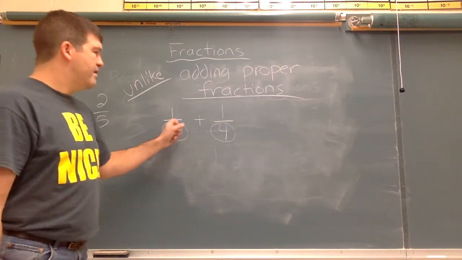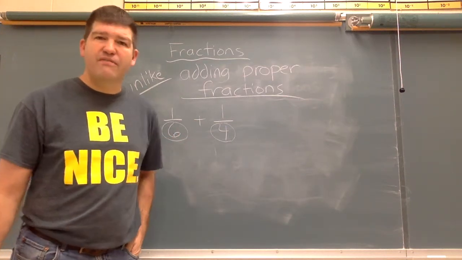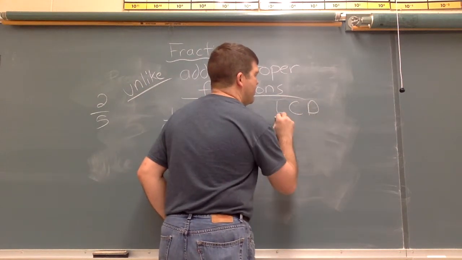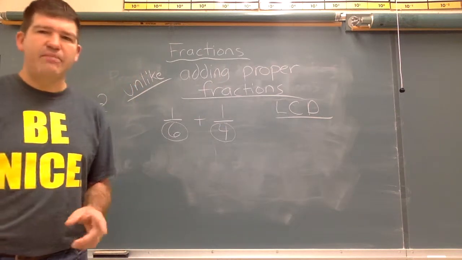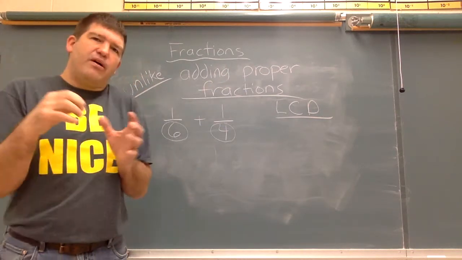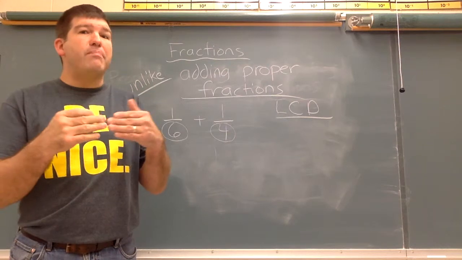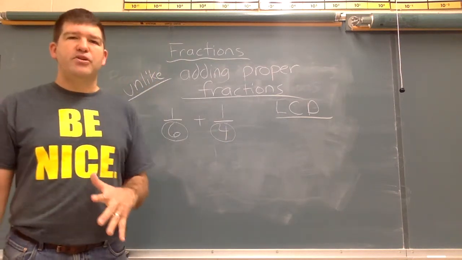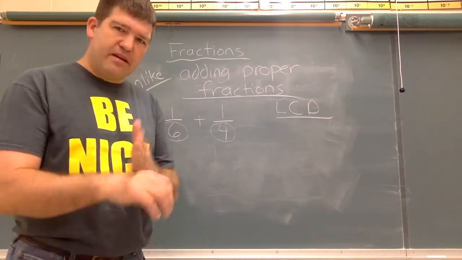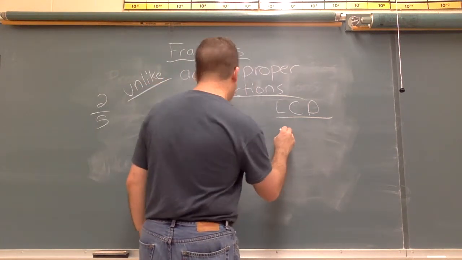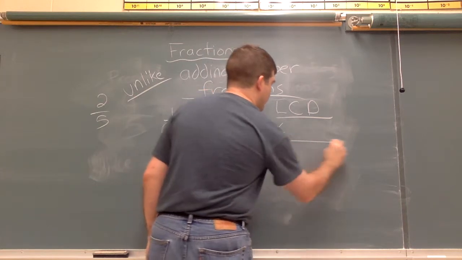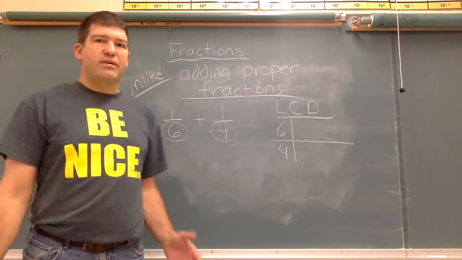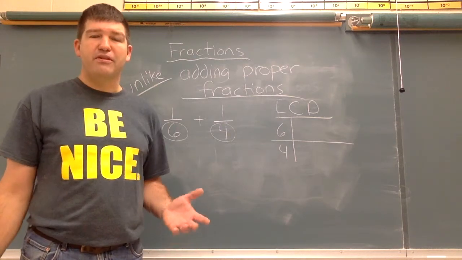And what you want to find with these two numbers, you have 6 and 4. What you want to do is find something called the least common denominator. Least common denominator. Least meaning the smallest, common meaning they both have it, and denominator means the bottom number. Let me show you how to find the least common denominator. You can set up a little chart. Here's how I like to do it. So I have 6 and I have 4.